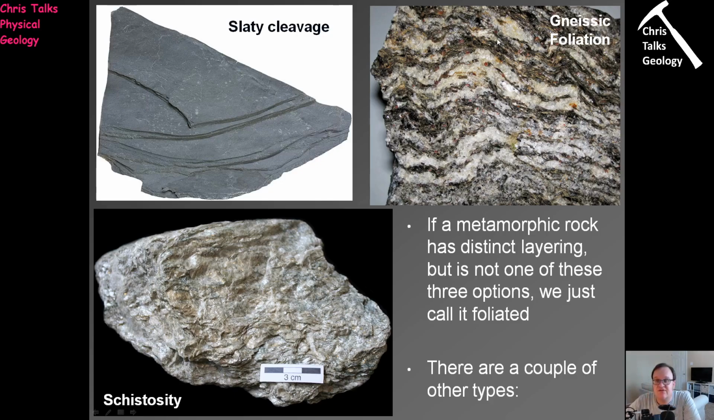And then over here we have ourselves a gneissic foliation. You can quite clearly see these light and dark bands all running parallel to each other. So if a metamorphic rock has distinct layering, but is not one of these three options, we simply describe it as foliated.